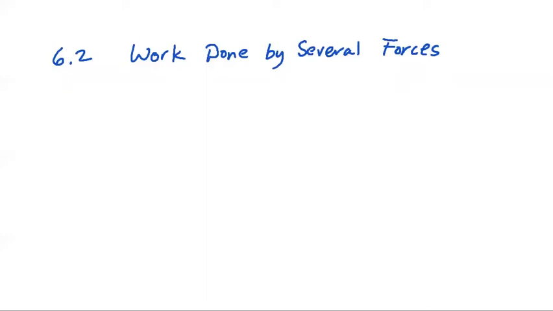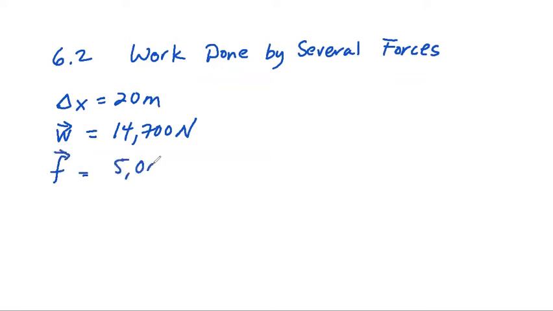6.2 is work done by several forces. A farmer hitches her tractor to a sled loaded with firewood and pulls it a distance of 20 meters along level ground. So delta X equals 20 meters. The total weight of the sled and load is 1470 newtons. The tractor exerts a constant 5,000 newton force at an angle of 36.9 degrees above the horizontal.